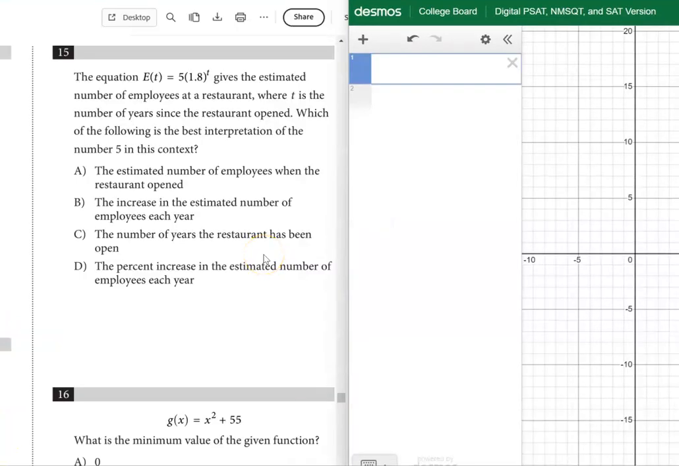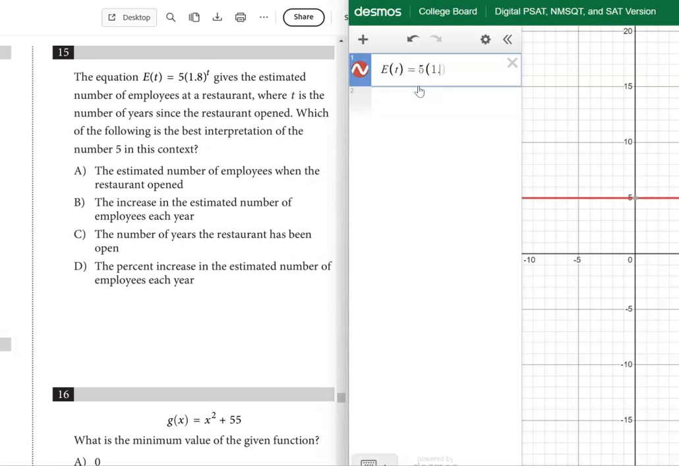The next item I'm looking at is item number 15. It's on the same page. It says the equation E of t equals 5 times 1.8 to the t power is the estimated number of employees, where t is the number of years since the restaurant was opened. So the first thing I'm going to do is type in this equation just like it appears.